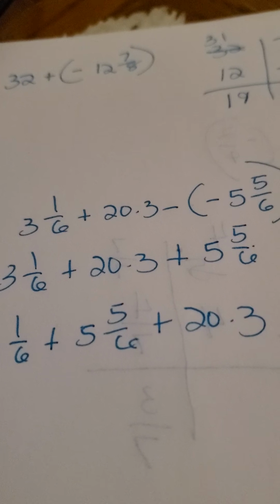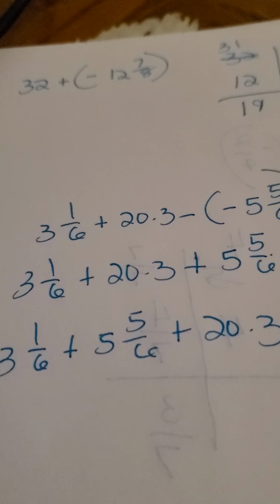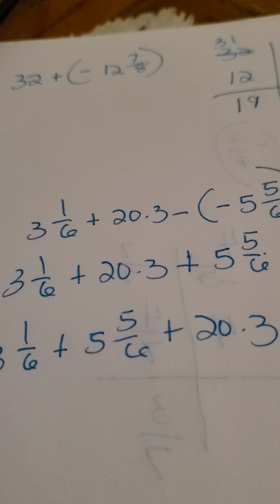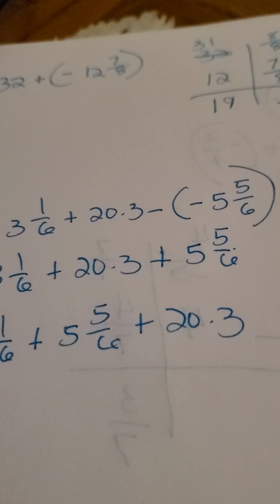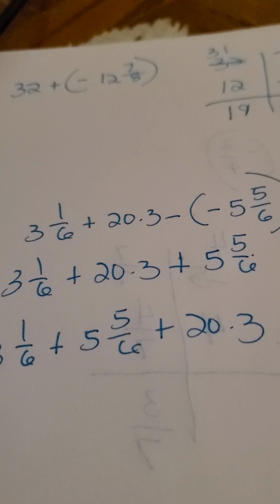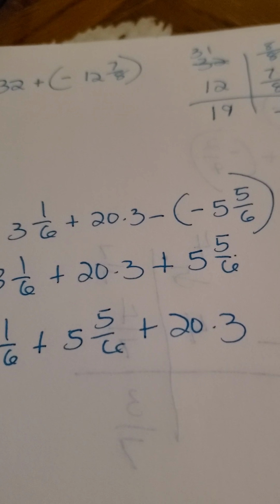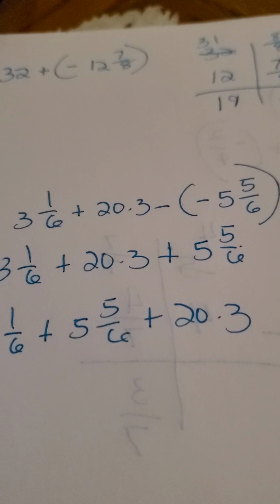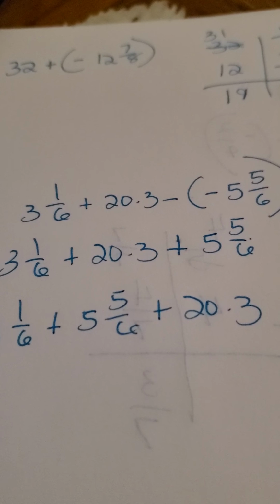But if I change it into addition, I can shift these numbers however I want. It's all addition, so it doesn't matter. If I kept this as subtraction, I pretty much have to keep 20.3 minus negative 5 and 5/6 until I complete that part. But because I changed it to addition, I can move things around.